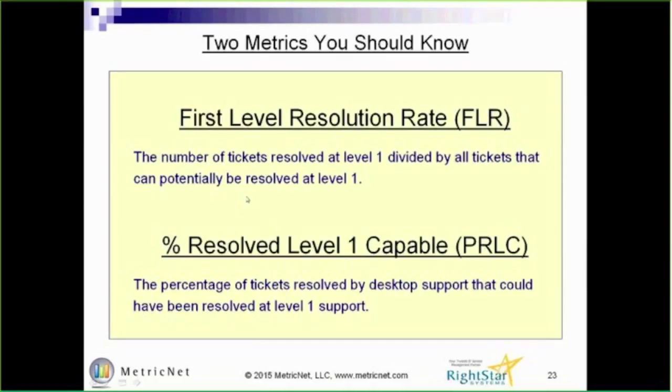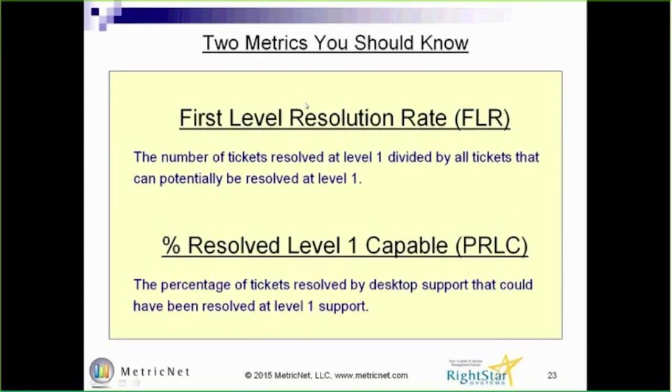Two metrics that I've mentioned already, first level resolution rate and percent resolved level 1 capable. I defined this second metric for you. This first metric I have not yet defined, but it is different than first contact resolution. It is the number of tickets resolved at level 1, which is the service desk, sometimes called the help desk, divided by all tickets that can potentially be resolved at level 1. This is important. You wouldn't include a hardware break fix in the denominator because that can't be resolved at level 1. But things like software how-to, software break fix, oftentimes those can be resolved at level 1.